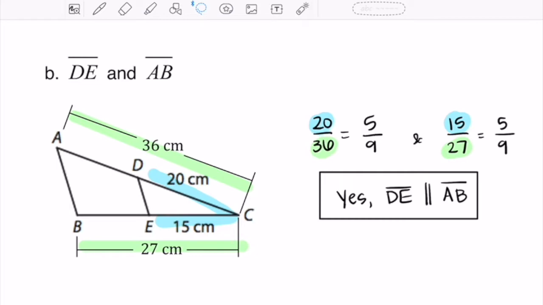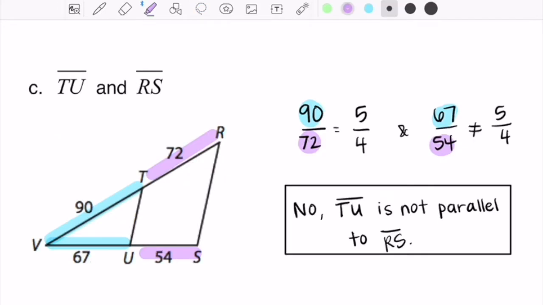And because the cross products are equal, you can conclude that segment DE is parallel to segment AB by the converse of the triangle proportionality theorem. All right, and the last one on this page, I do blue over purple, so 90 over 72. Those both divide by 16, so it turns into 5 over 4. Again, you could do it as a decimal as well.